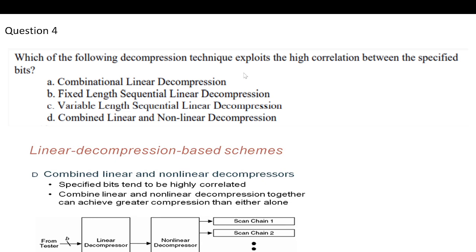Which of the following decompression techniques exploits the high correlation between the specified bits? So here we have seen that the specified bits tend to be highly correlated in this method, when we were combining the linear and non-linear decompressor. So the answer is combined linear and non-linear decompression.